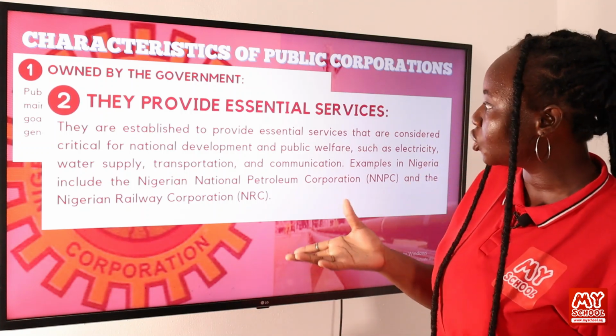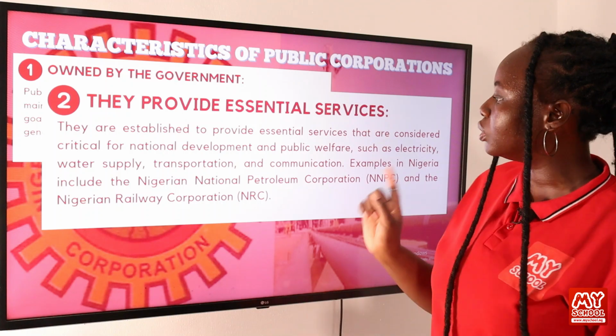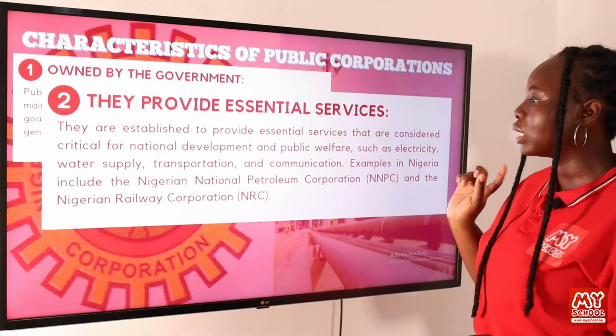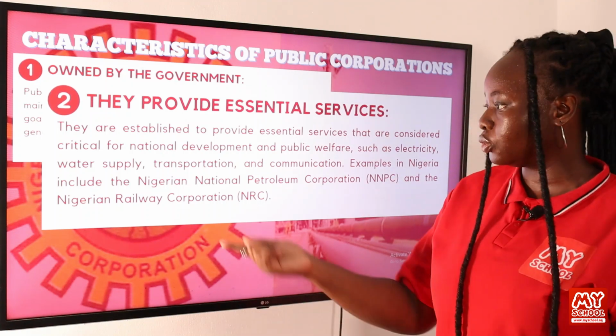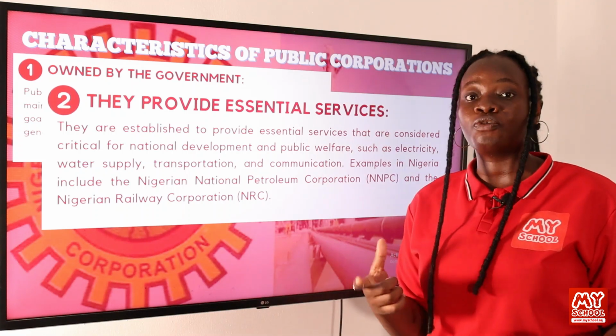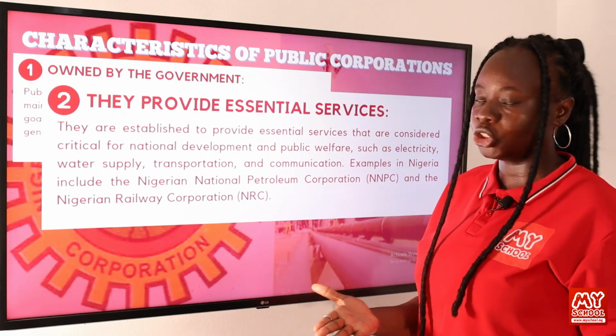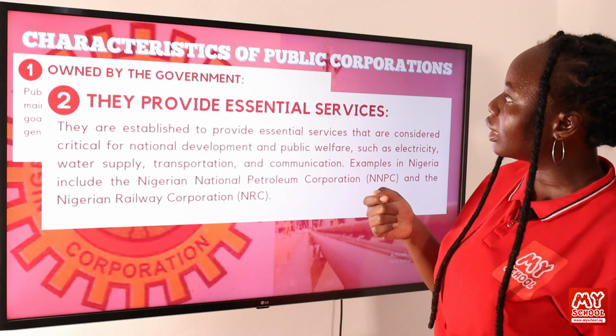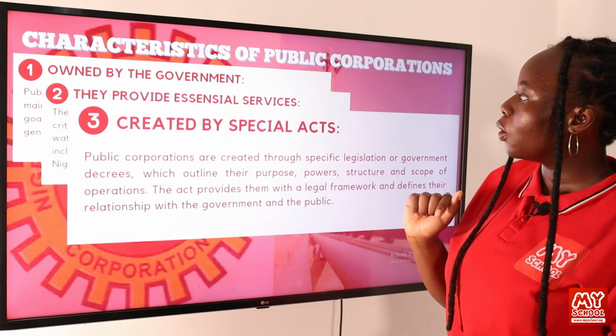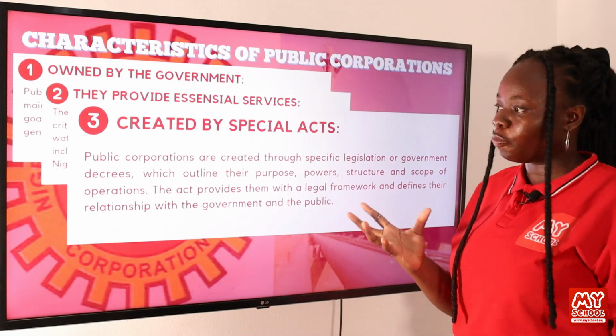Examples of corporations that provide these essential services include the Nigerian National Petroleum Corporation and the Nigerian Railway Corporation. The Nigerian Railway Corporation is responsible for providing railway transportation for the citizens. Let's move on to another characteristic. They are also created by special acts of parliament.